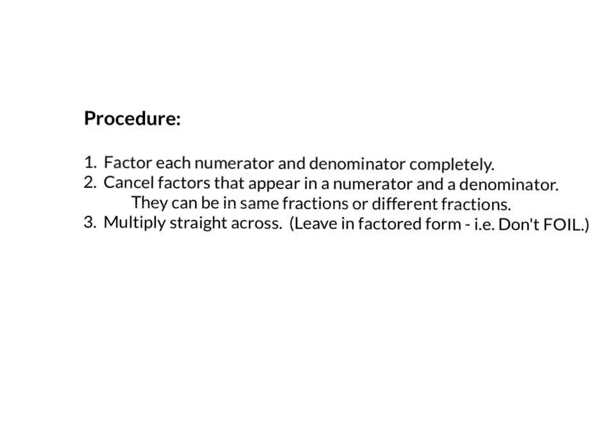In order to multiply rational expressions, the first thing that we want to do is factor each numerator and denominator completely. From there, we want to cancel factors that appear in a numerator and a denominator. Note, they can be in the same fractions or different fractions. Just has to be a top with a bottom. Once we are done canceling our common factors, we will multiply straight across.